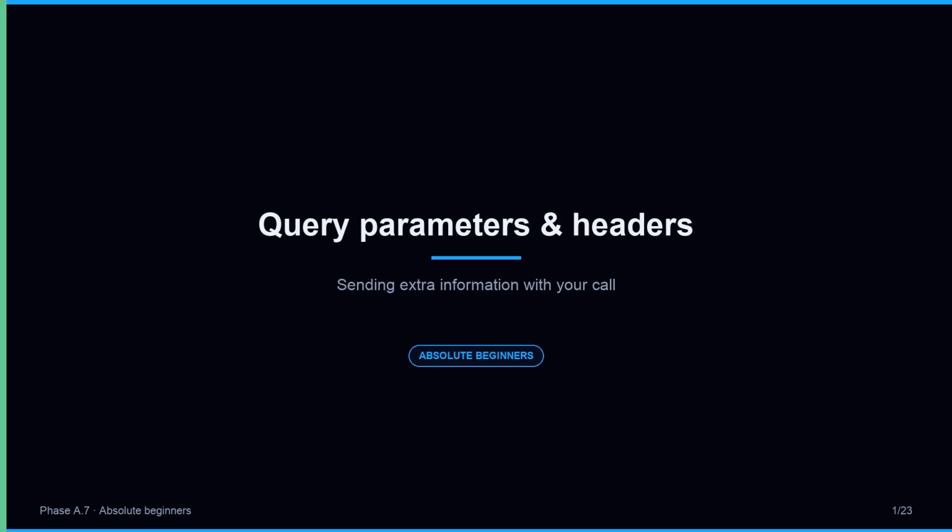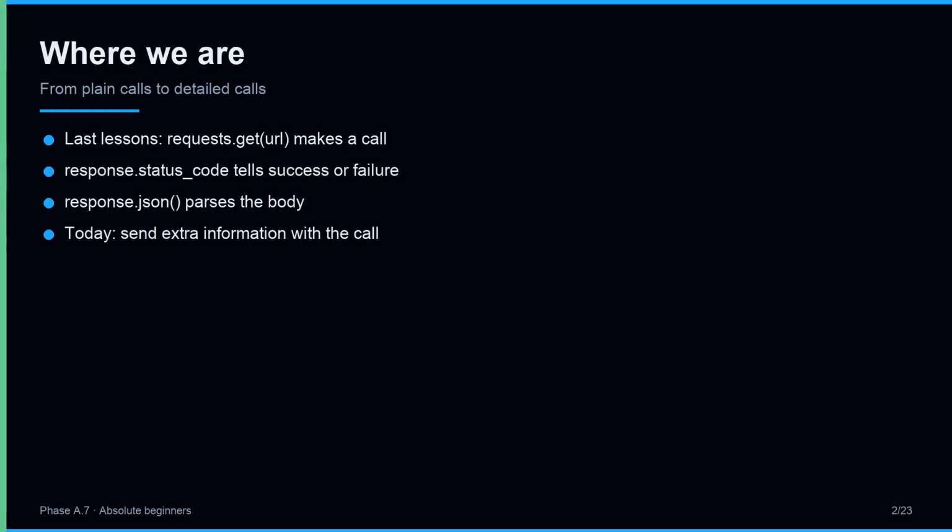Real services need more. You need to send a search term, a page number, a sort order, an access token. Python's requests library gives you two clean ways to attach this extra information: query parameters and headers. By the end you will shape your requests like a pro. 2 channels, 1 skill.